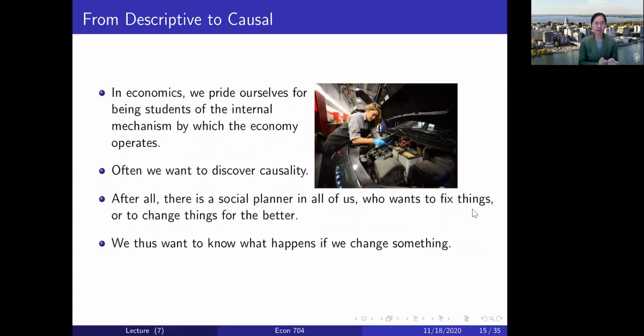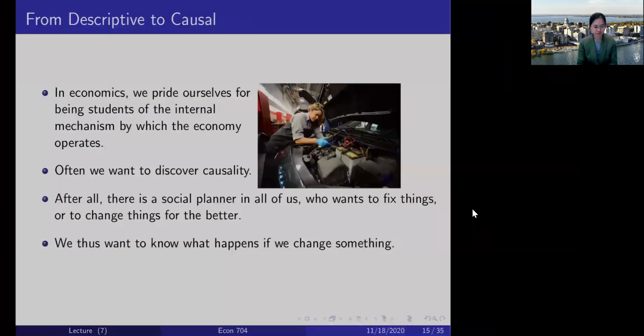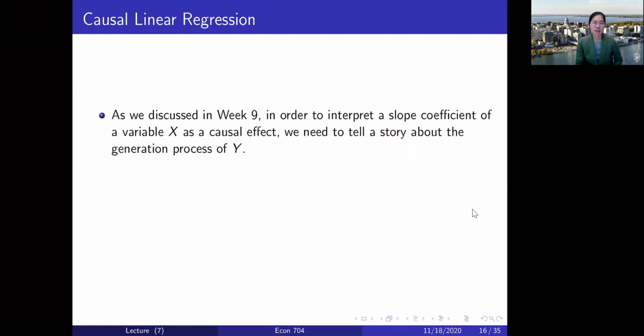Now let us start the discussion for the estimation of causal model. As we discussed in week 9, the first week after the midterm, in order to interpret a slope coefficient in a linear regression model as the causal effect of the random variable, we need to tell a story about how y is generated.